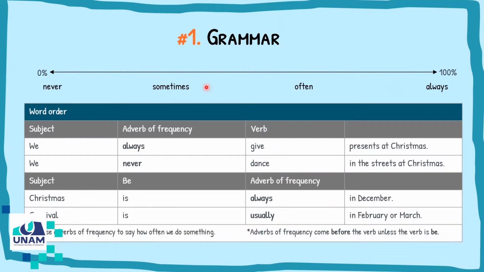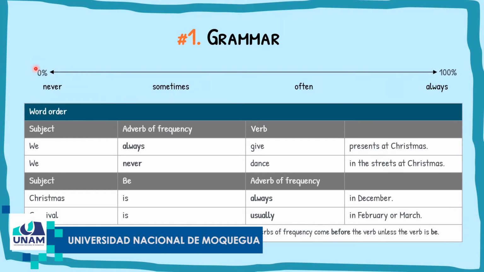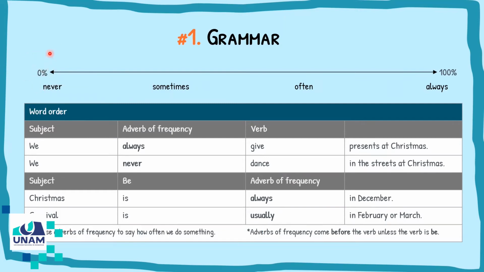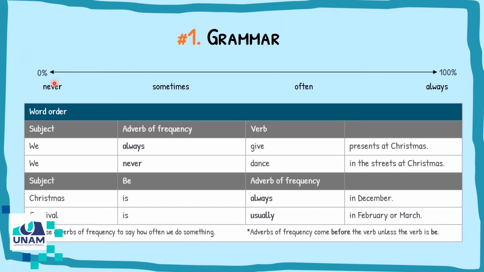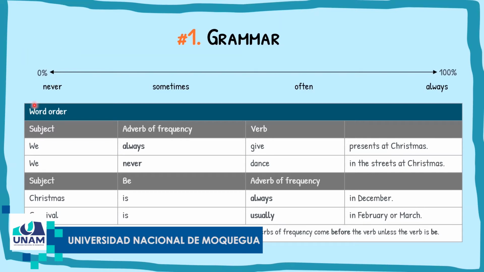Here we have a line. As you can see, here is 0%. It means 0% probability of doing an activity. That's why here we have the word never. It's impossible to do this activity. For example, she never eats chocolate. It's impossible, because maybe she doesn't like it or she's allergic, and that means never.